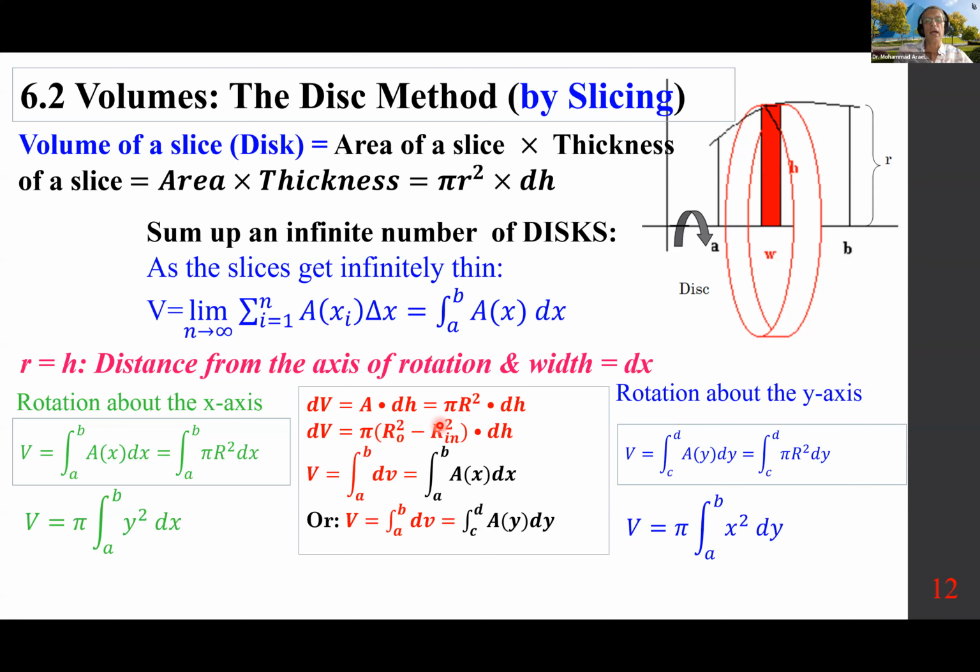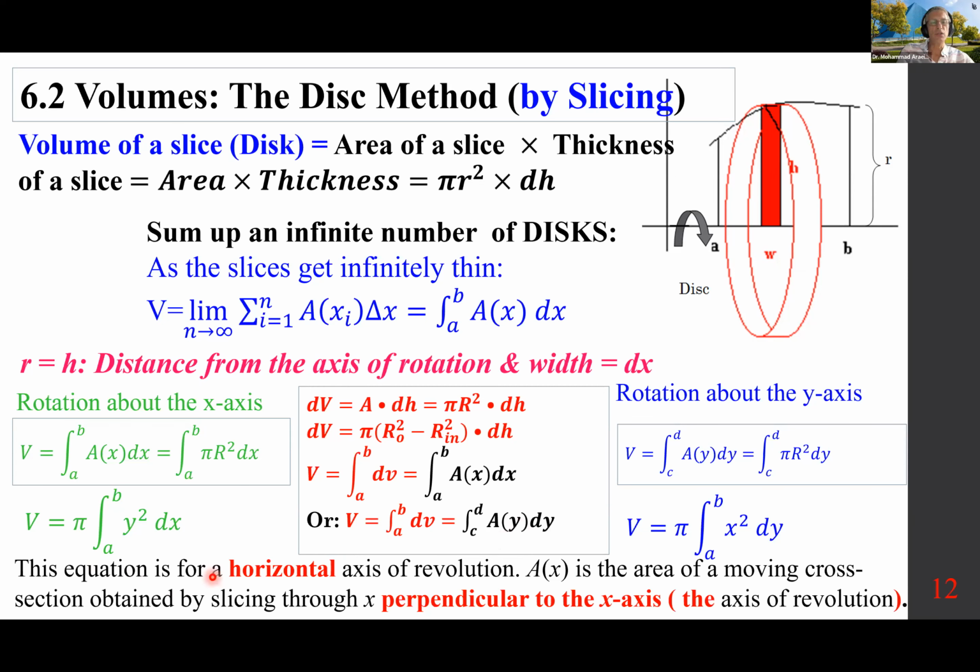Now, if we happen to have a hole in between, we end up with dV equals pi times (r out squared minus r in squared) dH. We will discuss that with examples. It's a method called the washer method. And so in short, the volume is the integral from a to b of dV, the integral from a to b of A of x dx, or A of y dy, depending upon how we do the revolve.